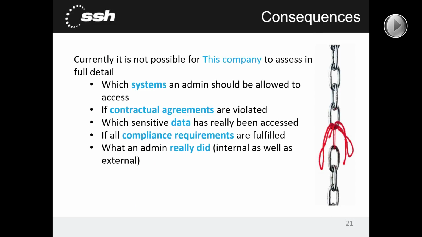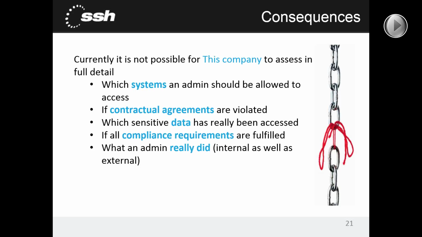Okay, so again, we're not going into as much detail here, but let's go into a summary. So some of the consequences for this company and some of the things that we found is which systems an administrator should be allowed to access. It's something that they weren't aware of and couldn't tell us. Again, a very common theme with almost everybody we talk to.